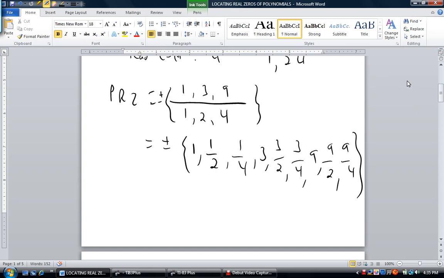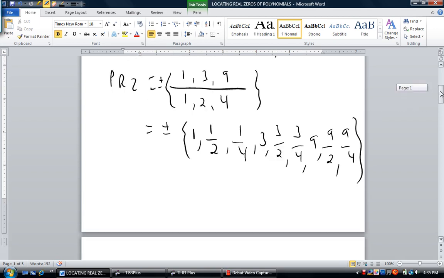We'll talk about that later on. Now, if I had done this, and say for example I came up with 3 over 6, which is a 1/2, since I already have the 1/2 listed, I don't need to list it again. So all these should be unique possible rational zeros. So just keep that in mind.